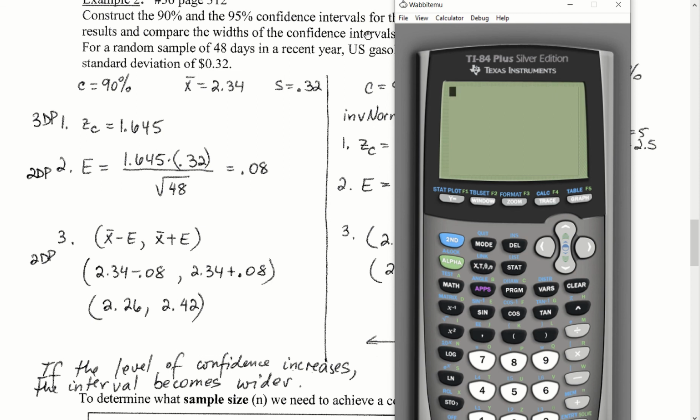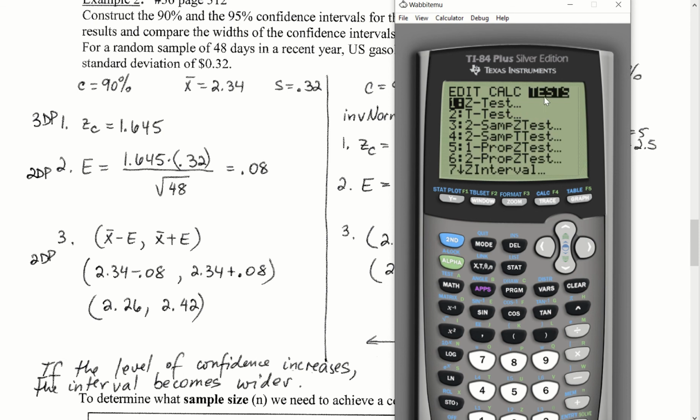If you wanted to construct the 90% confidence interval using the calculator, you would go to the stat menu. This is under the test menu. And right now we're doing an interval with Z scores. So we would be doing Z interval. Hit enter.